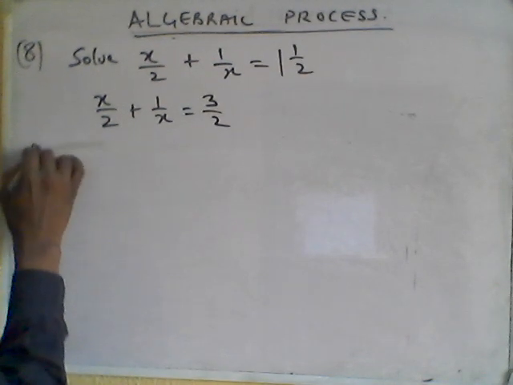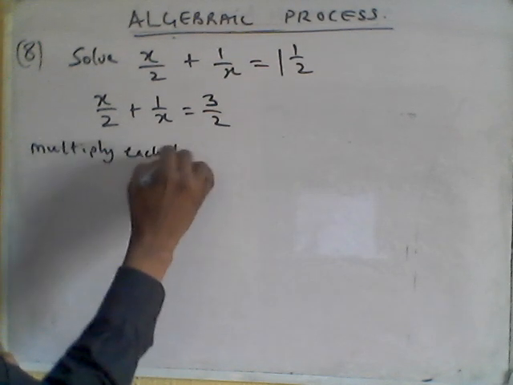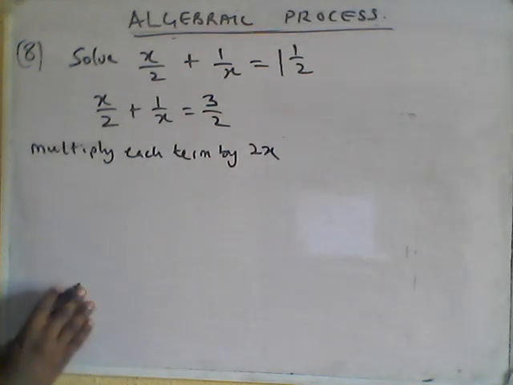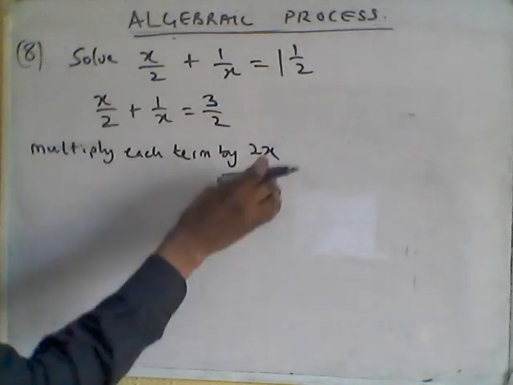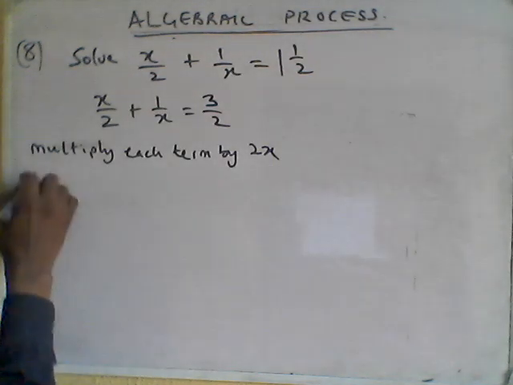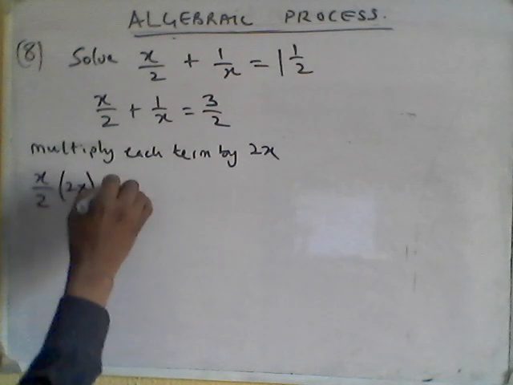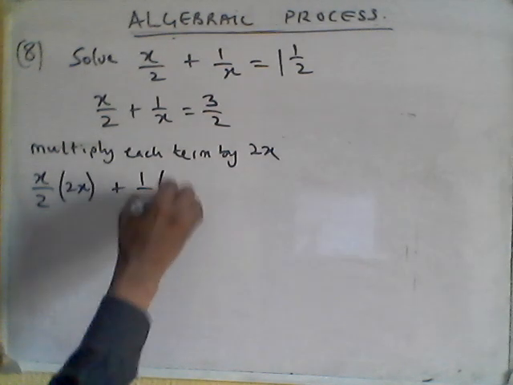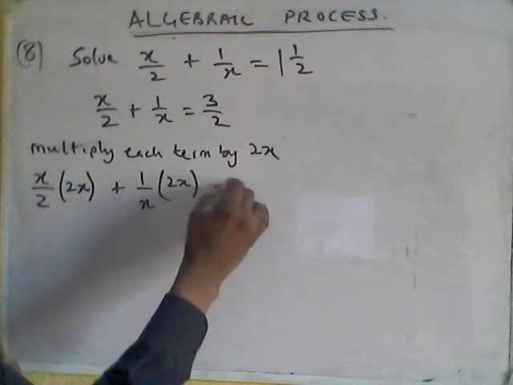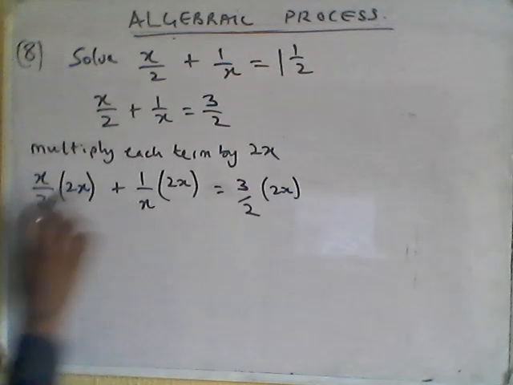So I'm going to multiply each term by 2x. This is another way of solving this. What that means is that this term I multiply by 2x, this term I multiply by 2x, and finally this term I multiply by 2x. So I'll write x over 2 times 2x, plus 1 over x times 2x, is equal to 3 over 2 times 2x. See, I'm multiplying each term by 2x.